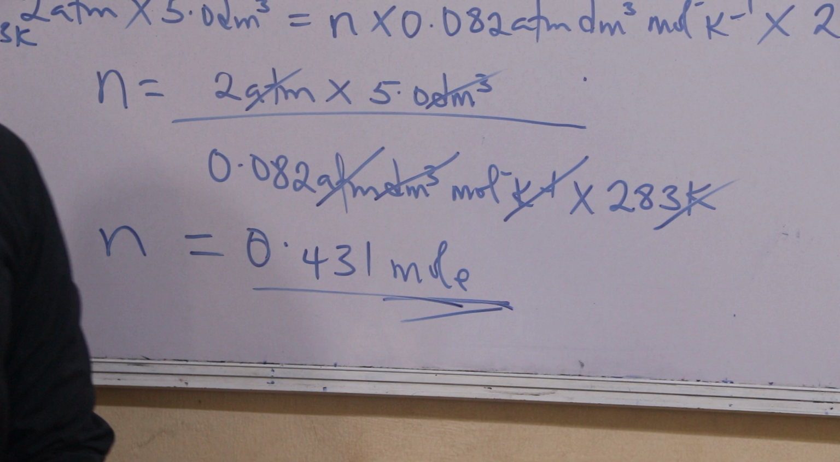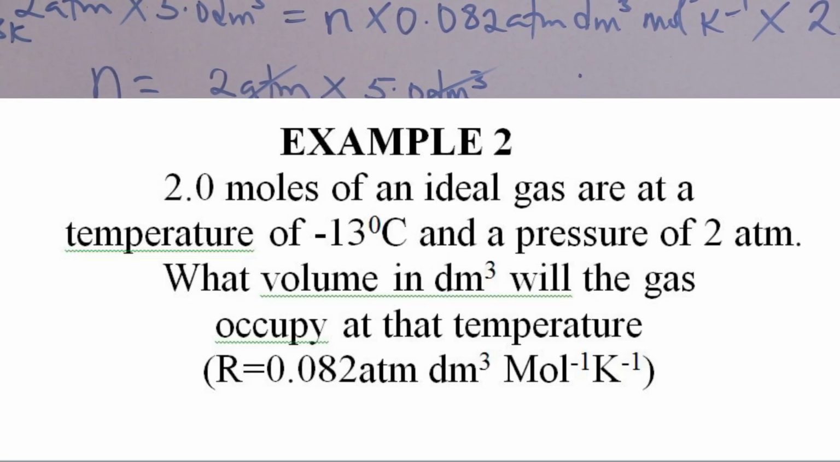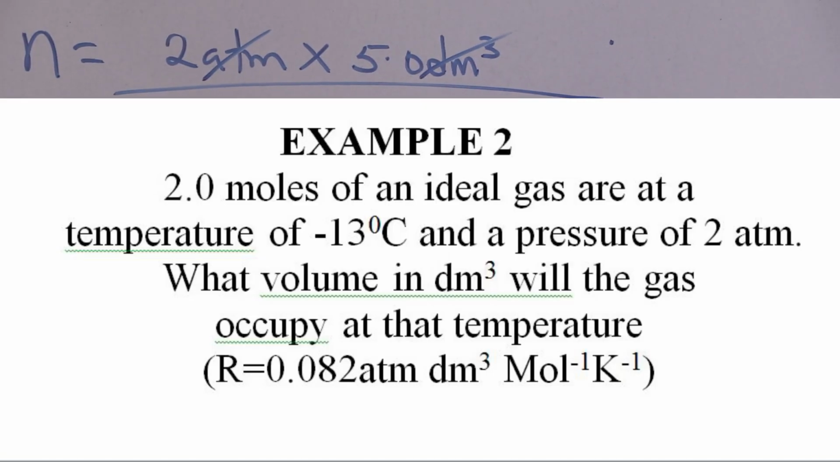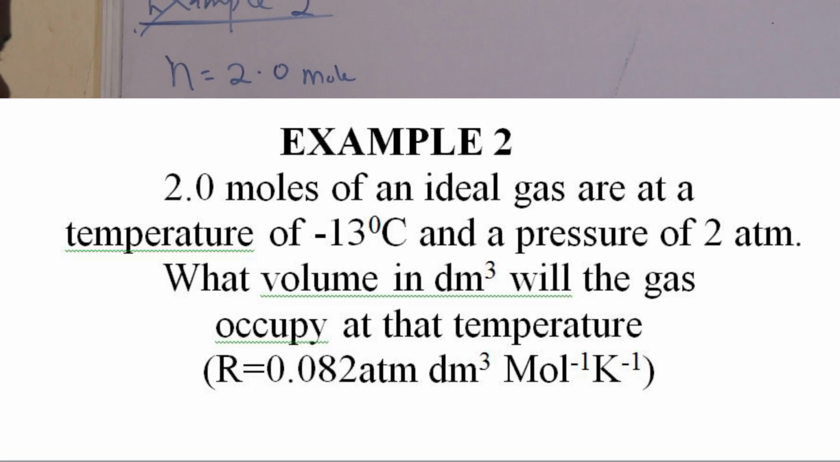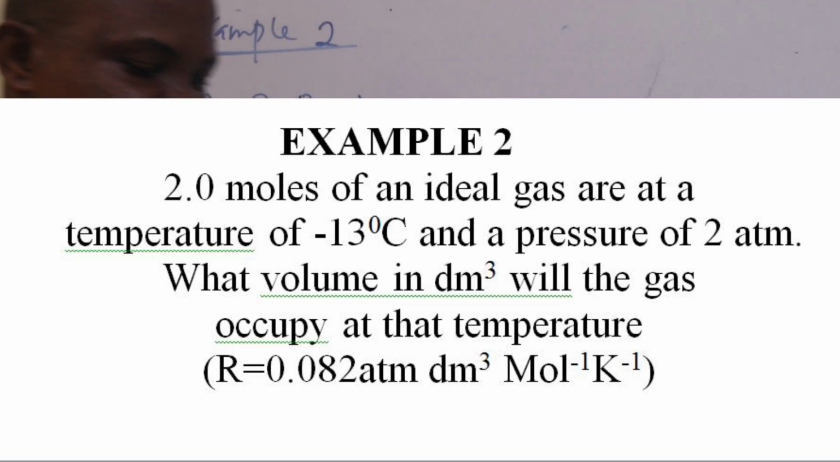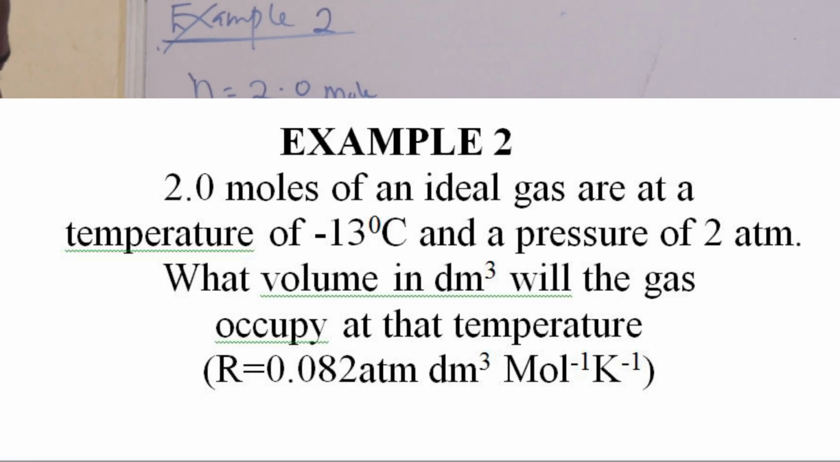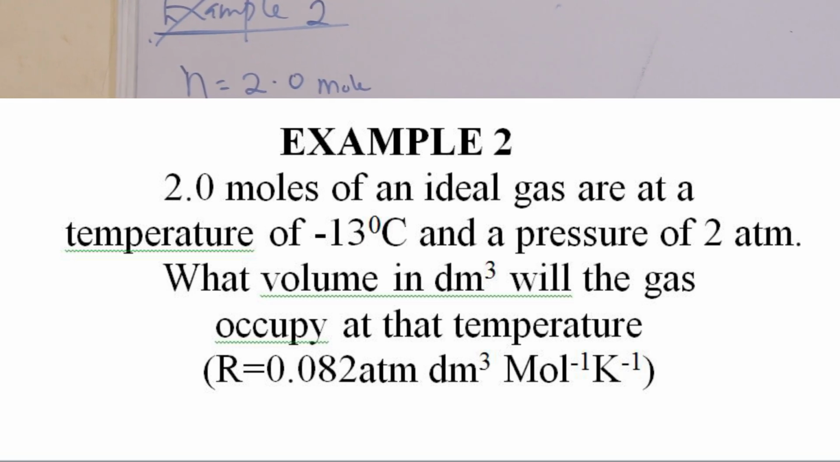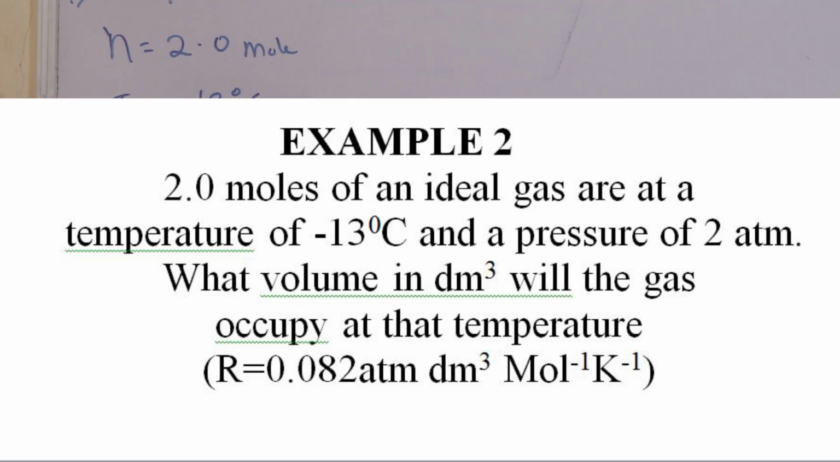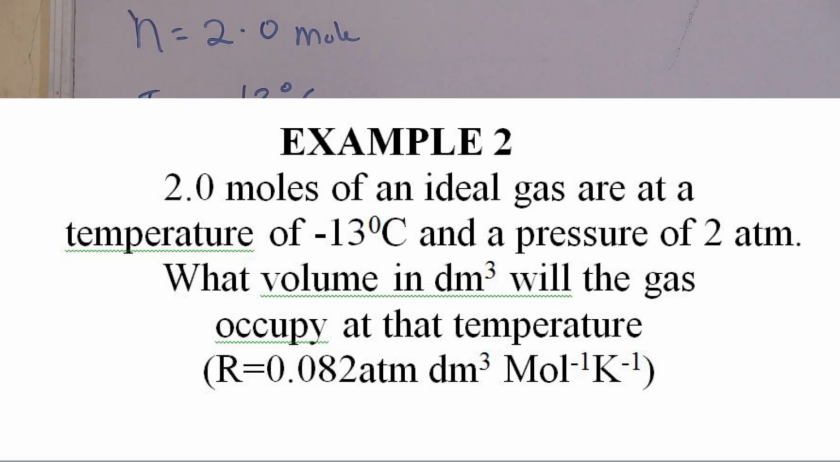Let's move on to example number 2. Look at the screen. 2.0 moles of an ideal gas are at a temperature of minus 13 degrees C and a pressure of 2 atm. What volume in dm³ will the gas occupy at that temperature?